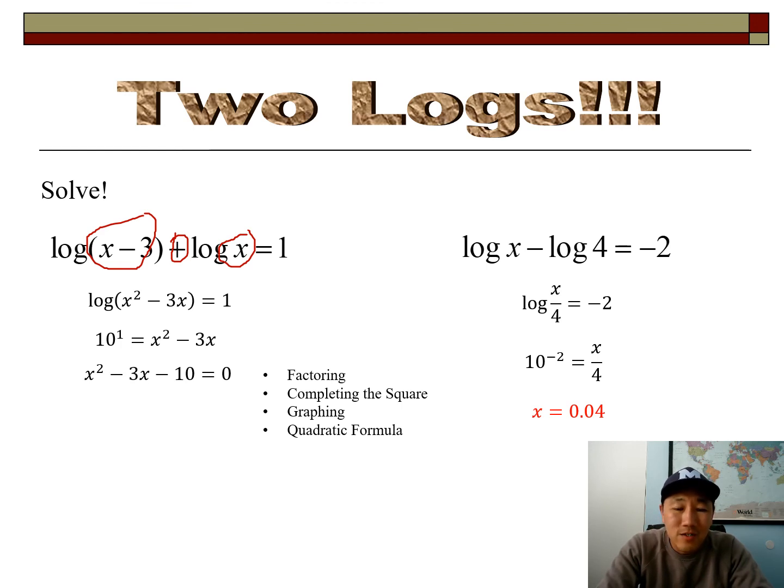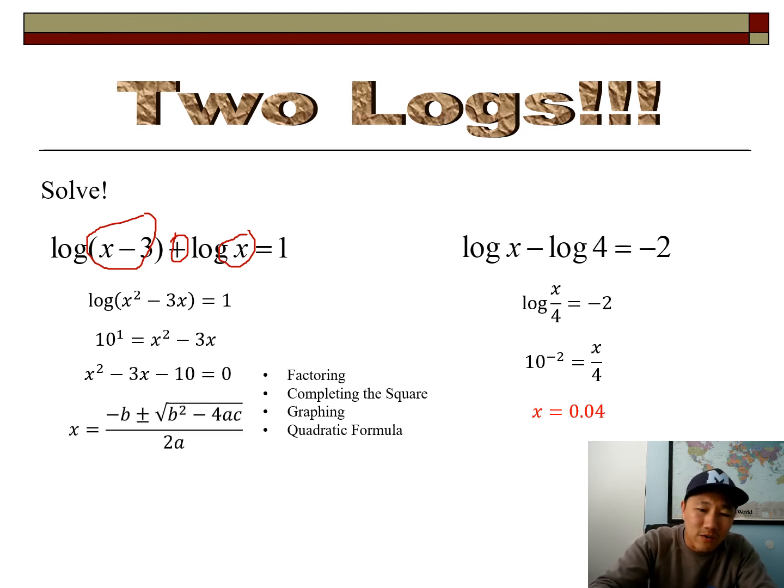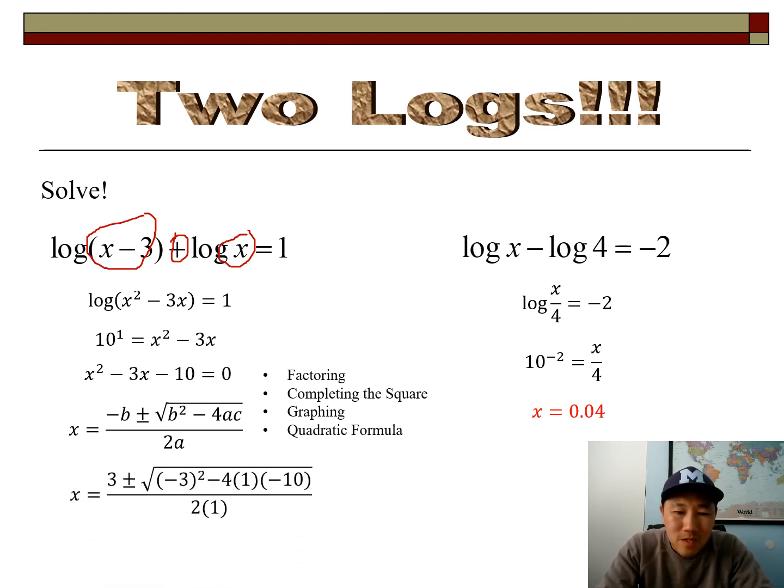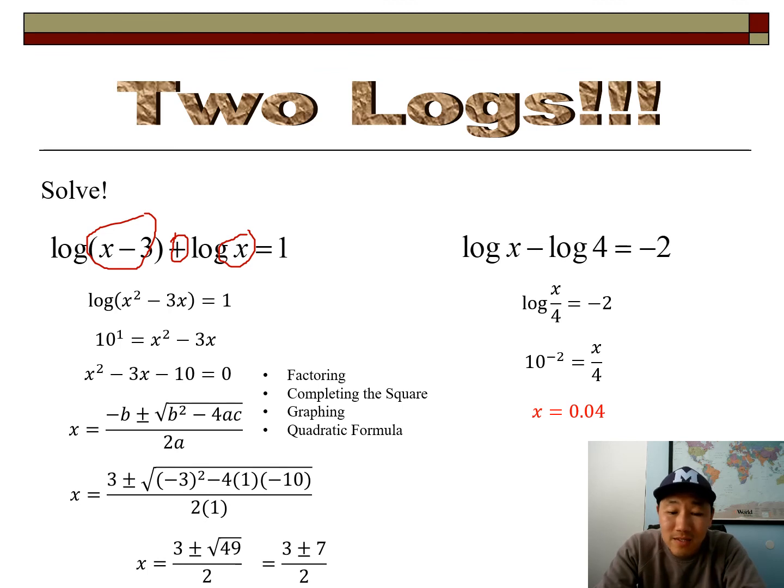All right, it turns out that all of those methods will work for this problem. If you want, go ahead and use the factoring method because that's the easiest, but I like the quadratic formula just because it looks complicated and you get to throw a whole bunch of stuff in there. So I'll do the quadratic formula. Plug it all in, simplify it a little bit. Square root of 49 does give you 7, and then it gives you 2 answers, 3 plus 7 divided by 2 and 3 minus 7 divided by 2. And there are our 2 final answers.